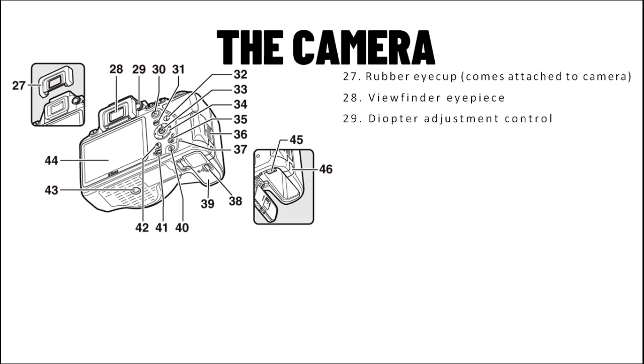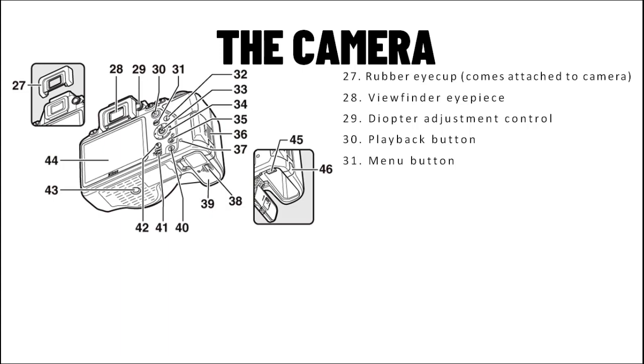Number 29 is our diopter adjustment control. Now you use this to adjust your visibility, the clarity of what you see through the viewfinder. Now we have the playback button, number 30. Number 30 is the playback button. You use this button to play back the images or videos you've snapped.